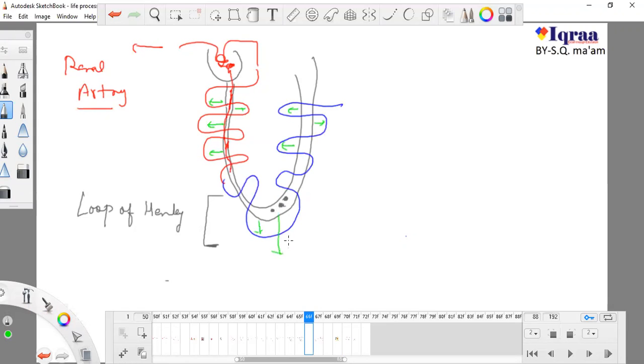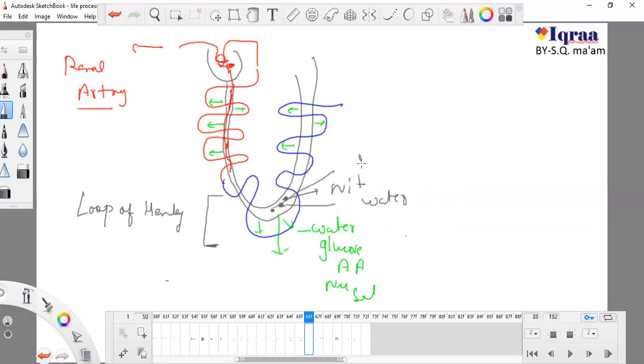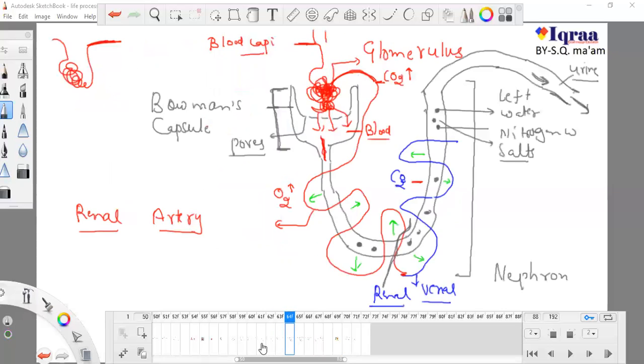It takes water again, it takes glucose again, it takes amino acids again, it takes nutrients again, it takes salts again, but the things which remain here are nitrogen waste, a sort of water, and some amounts of salt, and these things will open into the ureter. These three things constitute urine. Nitrogen waste is the major thing which should be removed.